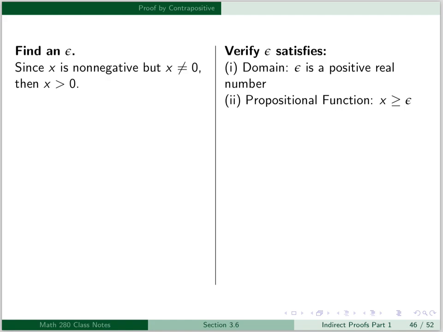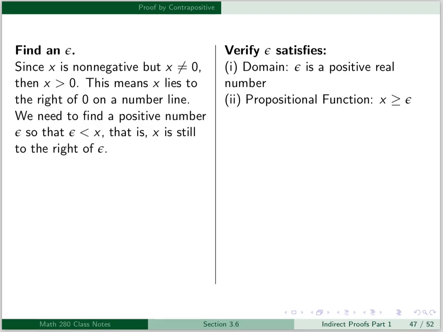Now our hypothesis says that x is non-negative, but also that x is not equal to 0. So we can then conclude that x is actually strictly greater than 0. This means that x lies to the right of 0 on a number line. Now we're looking for an epsilon, which is a positive number, satisfying epsilon is less than x. That is, x is still to the right of epsilon.